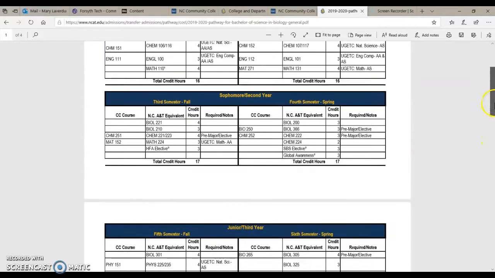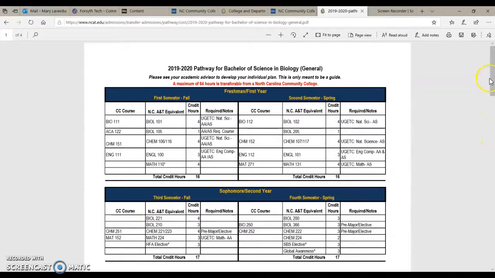So the goal here is to find your BDP at the college of your choice. You have to know where your major is located, in which college or school, and your ACA 122 teachers can help you with that. And make sure that you have this BDP when you go to talk to your advisor while you're at Forsyth Tech.